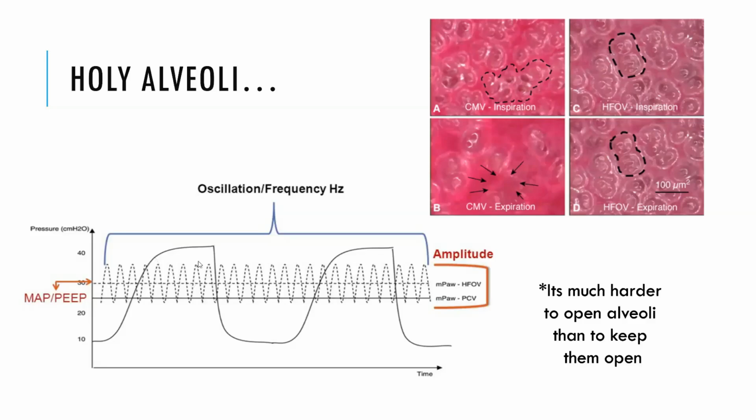This crazy wave in the middle, these are oscillator breaths. Here you can see we have a constant mean pressure, constant recruitment. Those alveoli never have the opportunity to close. So we have increased gas exchange and increased alveolar recruitment.